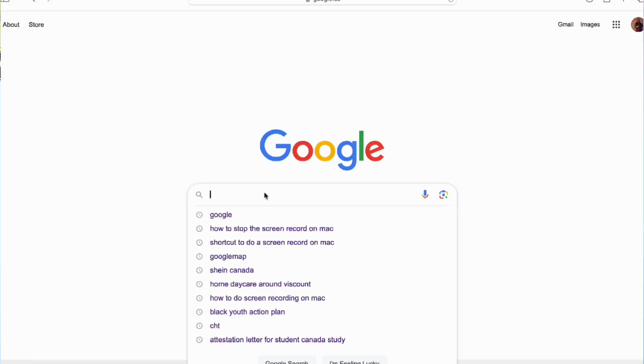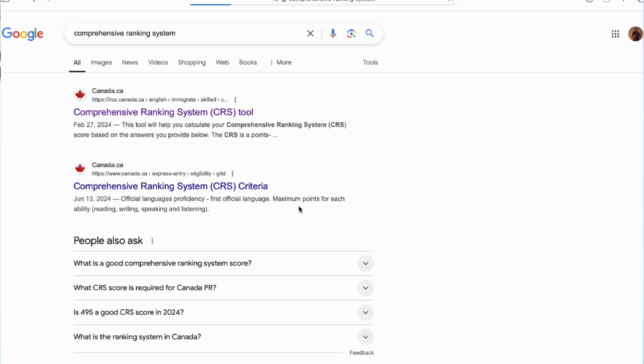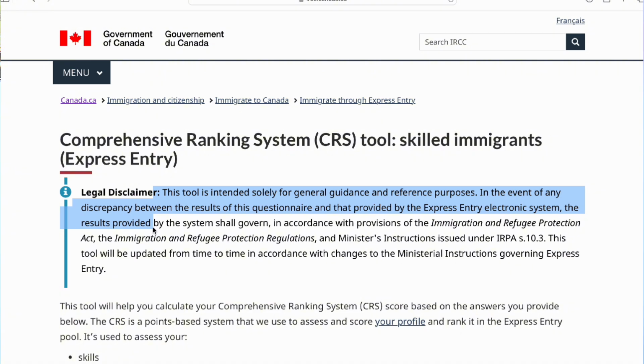Right on your phone, whatever browser you're using, just type CRS score. You can just put Comprehensive Ranking Score, because that is what is needed to know your standing or your chance in the Express Entry pool. But I need to put a disclaimer: it shouldn't stop you from entering the Express Entry pool. We're going to talk about that. Okay, so let's go straight to it.